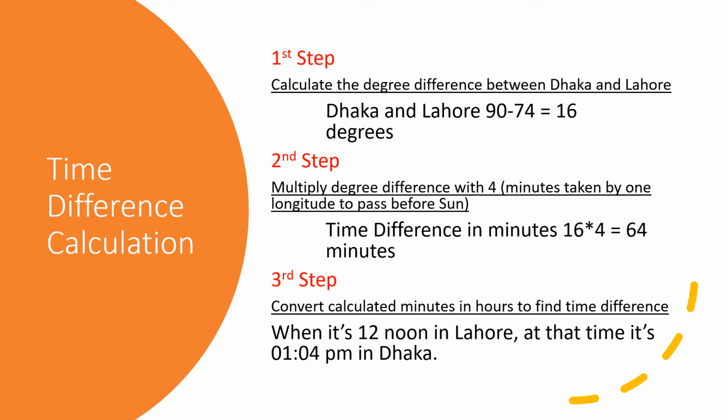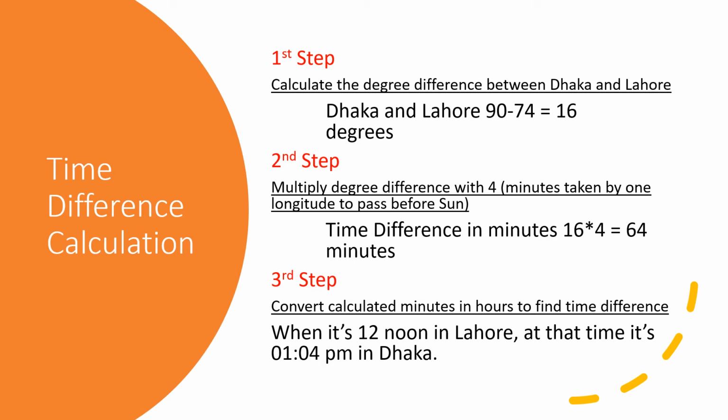In the second step, you have to multiply this degree difference by 4. Where did this 4 come from? It takes 4 minutes for 1 degree of longitude to pass in front of the sun. If you multiply these 4 minutes by the degree difference, you will get the time difference of the two cities of your concern in minutes. In the third step, you have to convert these minutes into hours and remaining minutes. That will give you the exact time difference between the two cities of your concern in hours.